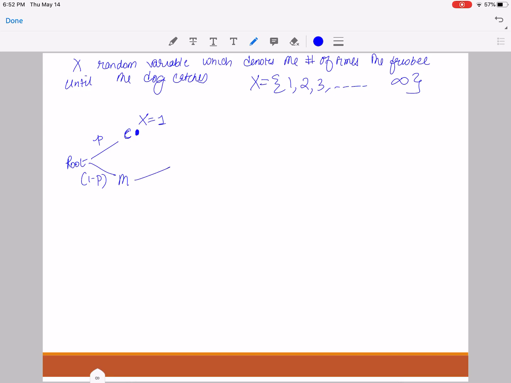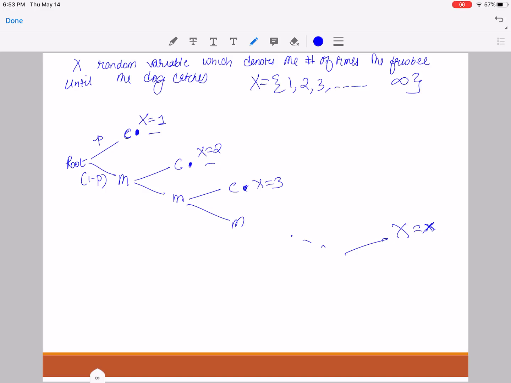If, however, the first throw results in a miss, the second throw can result in a catch or a miss. Here, the value of x is equal to 2, because the frisbee has been thrown twice in order for the dog to catch it. And similarly, I can have a catch and a miss. At this leaf, the value of x is equal to 3. As I mentioned in my hint, we'll find the probabilities of these different leaves and then we'll try to generalize for any number of throws, or for any x number of throws.